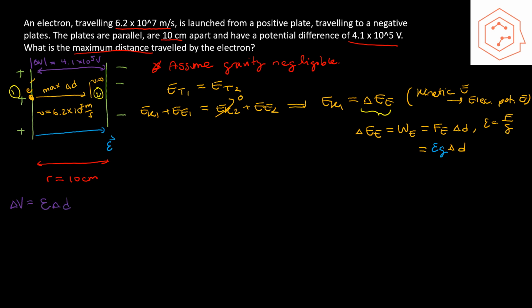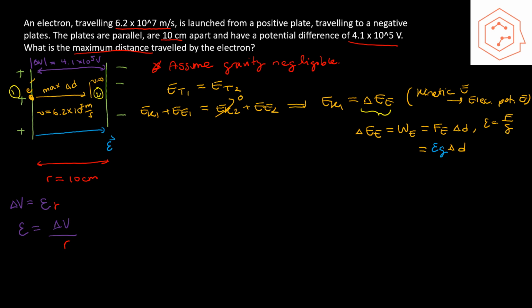In this case, we're given delta V for the entire separation between the two plates, and so our delta D also has to be the entire separation between the two plates. So instead of delta D, we're going to use R. And so E is simply equal to delta V divided by R. So be careful not to use the displacement of the electron, but the entire displacement between the two plates.